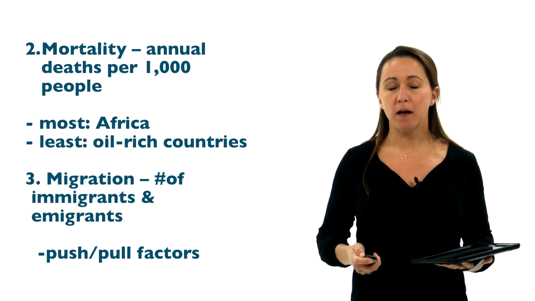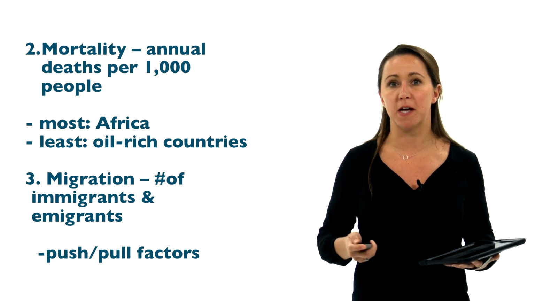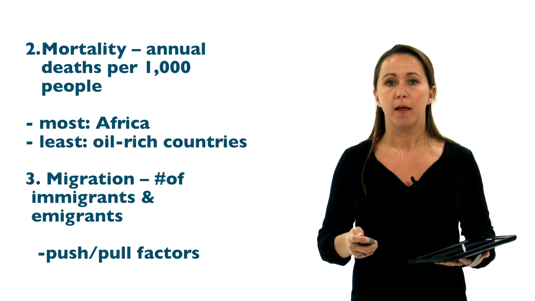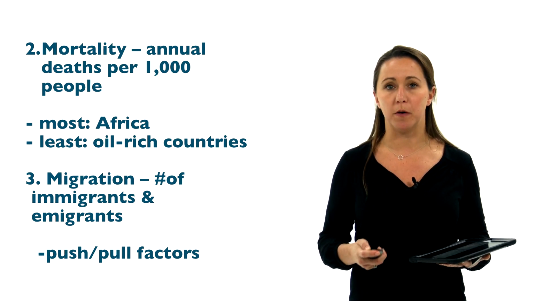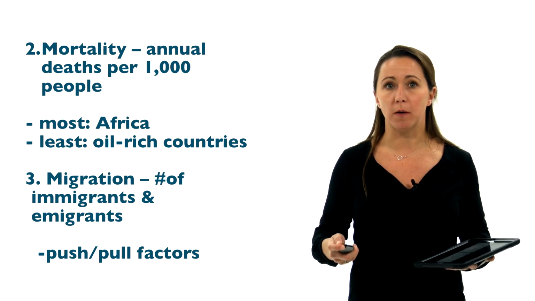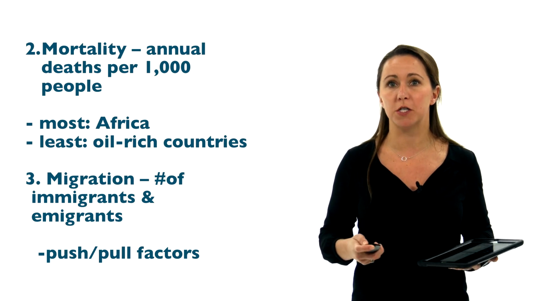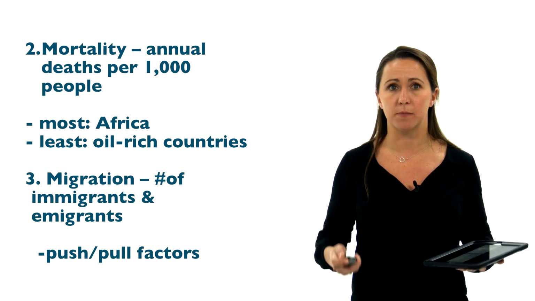Second, mortality. Mortality is also measured by the crude death rate, or the number of deaths per 1,000 people. The highest mortality rate is 31 per 1,000 people in Central Africa. And at 2, the world's lowest, tied by 3 oil-rich countries, Kuwait, Qatar, and United Arab Emirates.